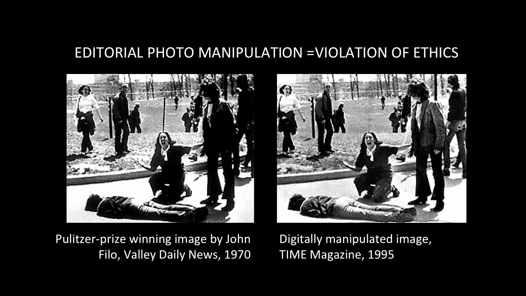Here is a clear case of digital manipulation. The original photograph that John Filo took in 1970 of the Kent State University massacre is shown on the left, and on the right we see that Time magazine has removed the pole out of the student's head. The pole, granted, was in a very unfortunate position, but it is still a violation of ethics to remove the content of an editorial photograph.